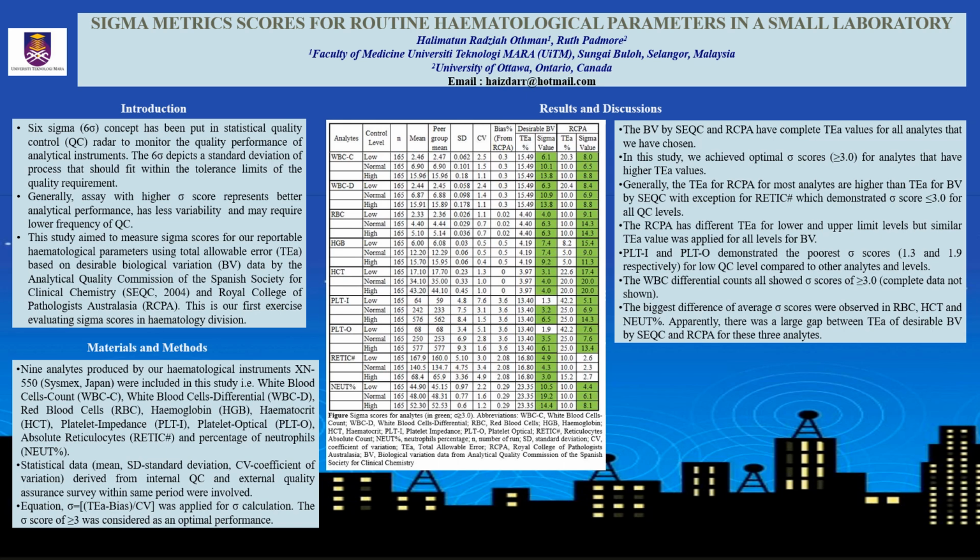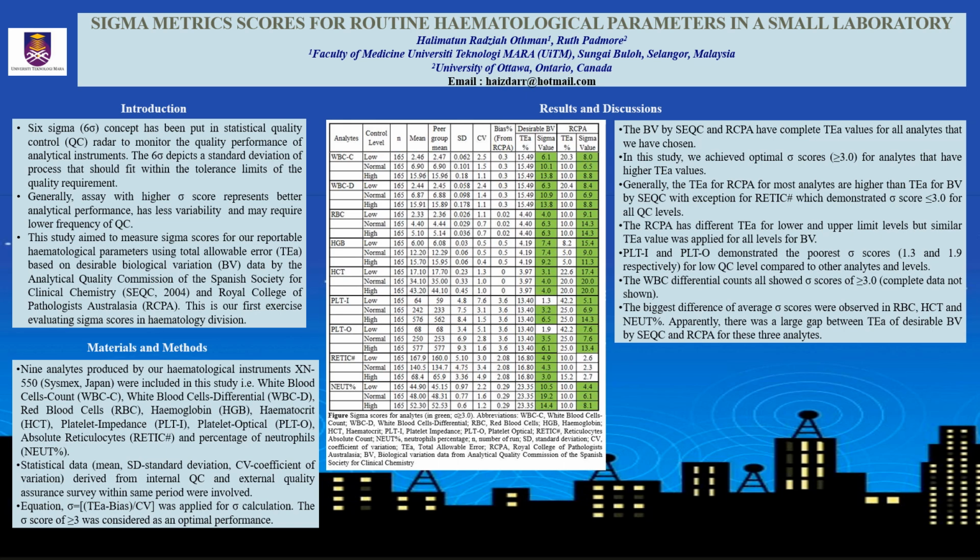We noticed that in general, RCPA has different TEa values for the lower limit of QC level, but similar TEa values were applied for all QC levels for Spanish BV. We also observed that platelet impedance and platelet optical demonstrated the poorer sigma scores, 1.3 and 1.9 respectively, for low QC level compared to other analytes and levels.